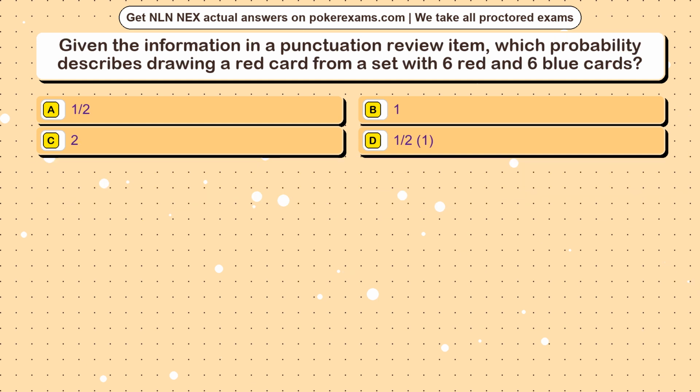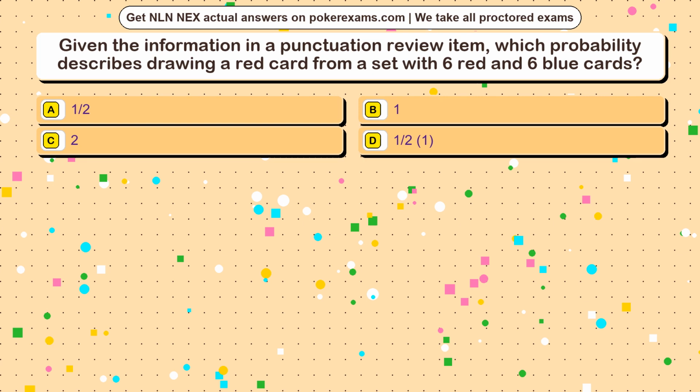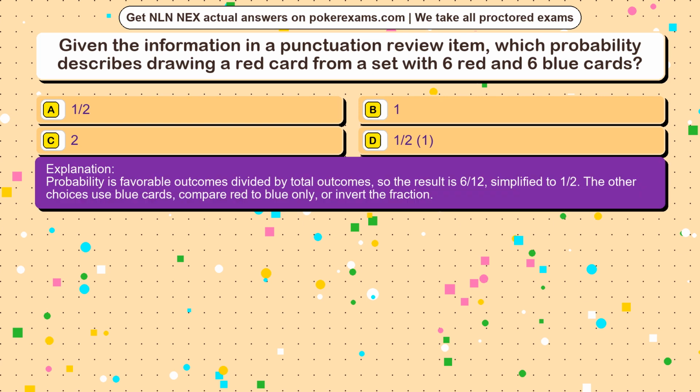Question 6. Given the information in a punctuation review item, which probability describes drawing a red card from a set with 6 red and 6 blue cards? Option A, 1/2. Option B, 1. Option C, 2. Option D, 1/2, 1. The correct answer is option A. Probability is favorable outcomes divided by total outcomes, so the result is 6/12, simplified to 1/2. The other choices use blue cards, compare red to blue only, or invert the fraction.